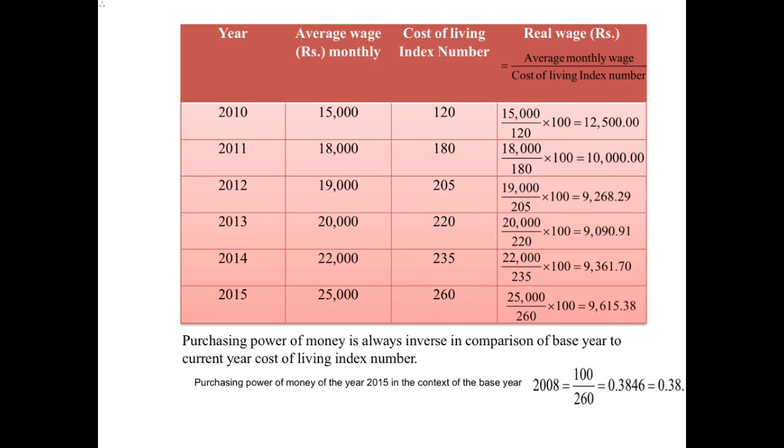So if 1 rupee is the value, then how much is the purchasing power of the money? Again I repeat the step. 260 is to 100, so 1 rupee is to how much? So we make a cross multiplication, then 100 multiplied by 1 divided by 260, our answer is 0.38. So purchasing power of money in the year 2015 in the context of base year 2008 is 0.38 rupees.